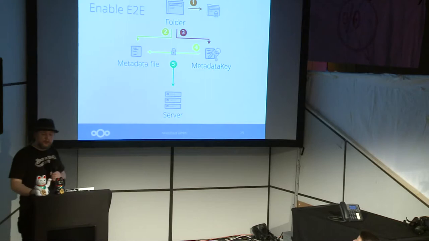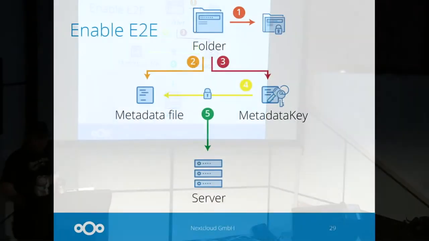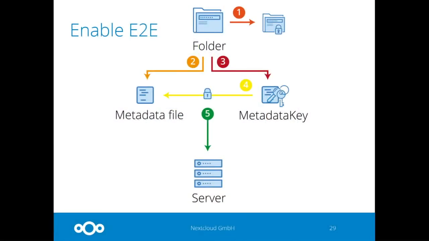So step one, we create a folder, enable end-to-end encryption. So we create a folder and mark it to the server as encrypted. Then we create a metadata file and a metadata key, which is encrypted to all the public keys that have access to the folder. So the metadata key is used to encrypt all values in the metadata file, and the metadata file is then encrypted, stored encrypted on the server.